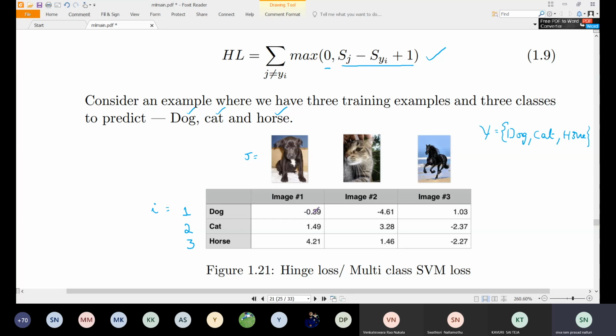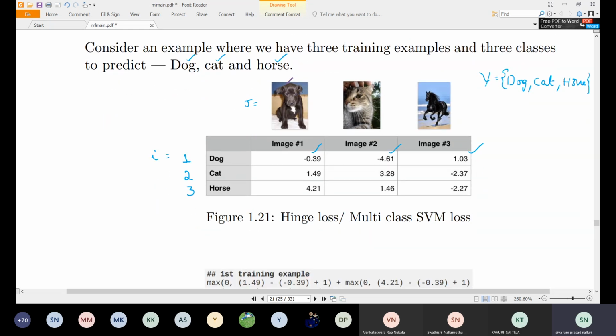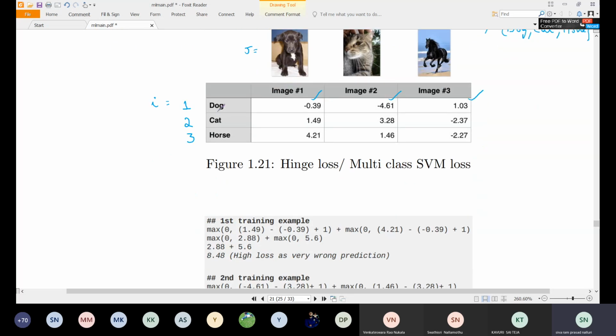For the first case it is minus 0.39, for the second case minus 4.61, and for the third case it is 1.03. These are not probabilities, it has given some outputs. You have given the actual images of a dog. For the dog class it has given this output, for the cat class this output, and for the horse class this output. How do you calculate the hinge loss? j not equal to yi. So let us take one example here, the first training example.